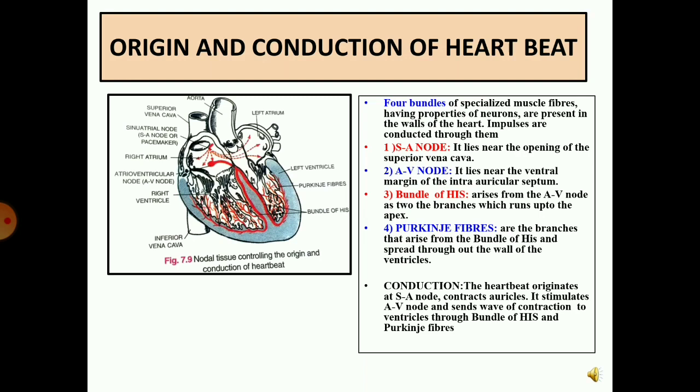Bundle of His. It arises from the AV node and has 2 branches. It runs up to the apex. You can see that red one that comes down to the apex of the heart, that is called the bundle of His.